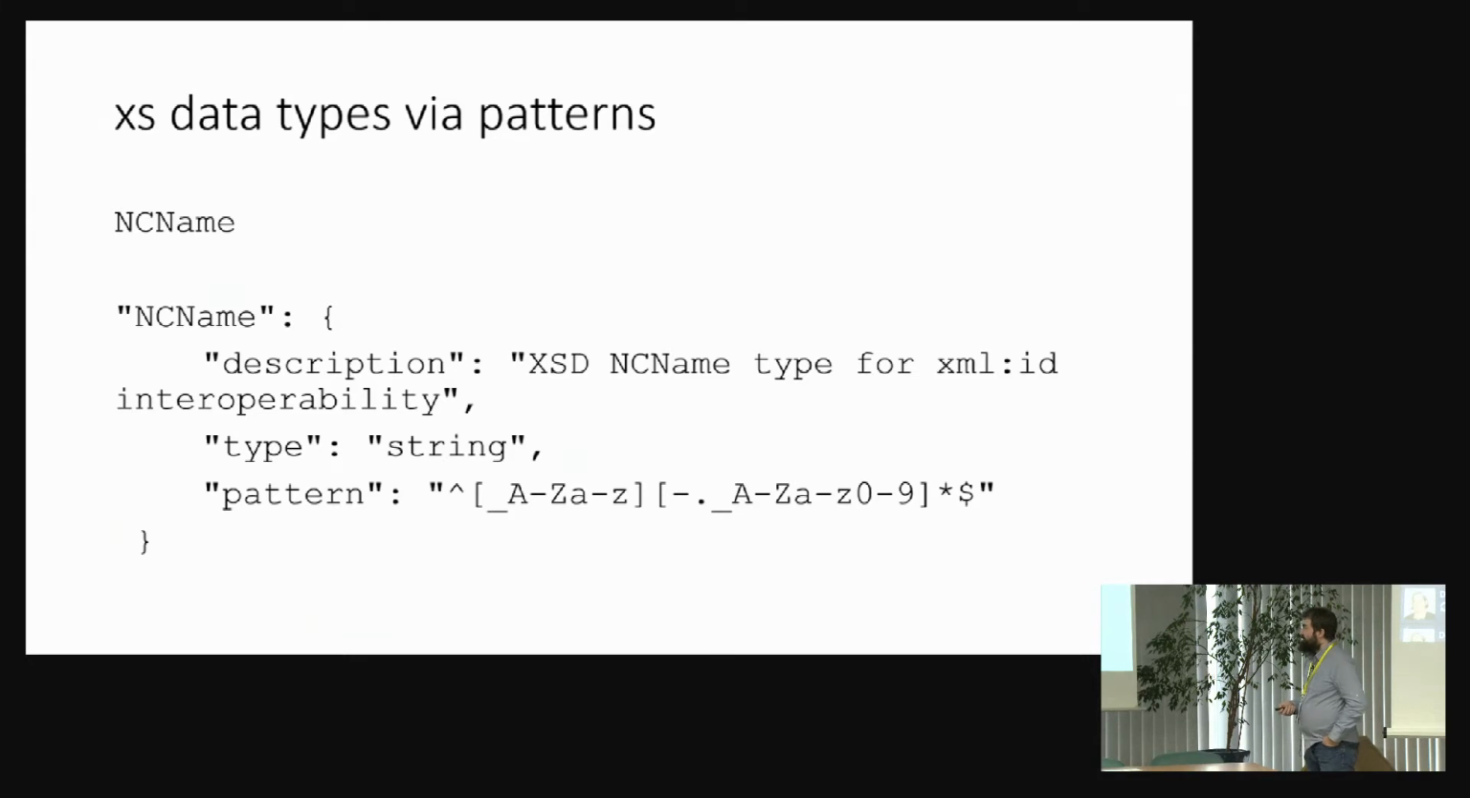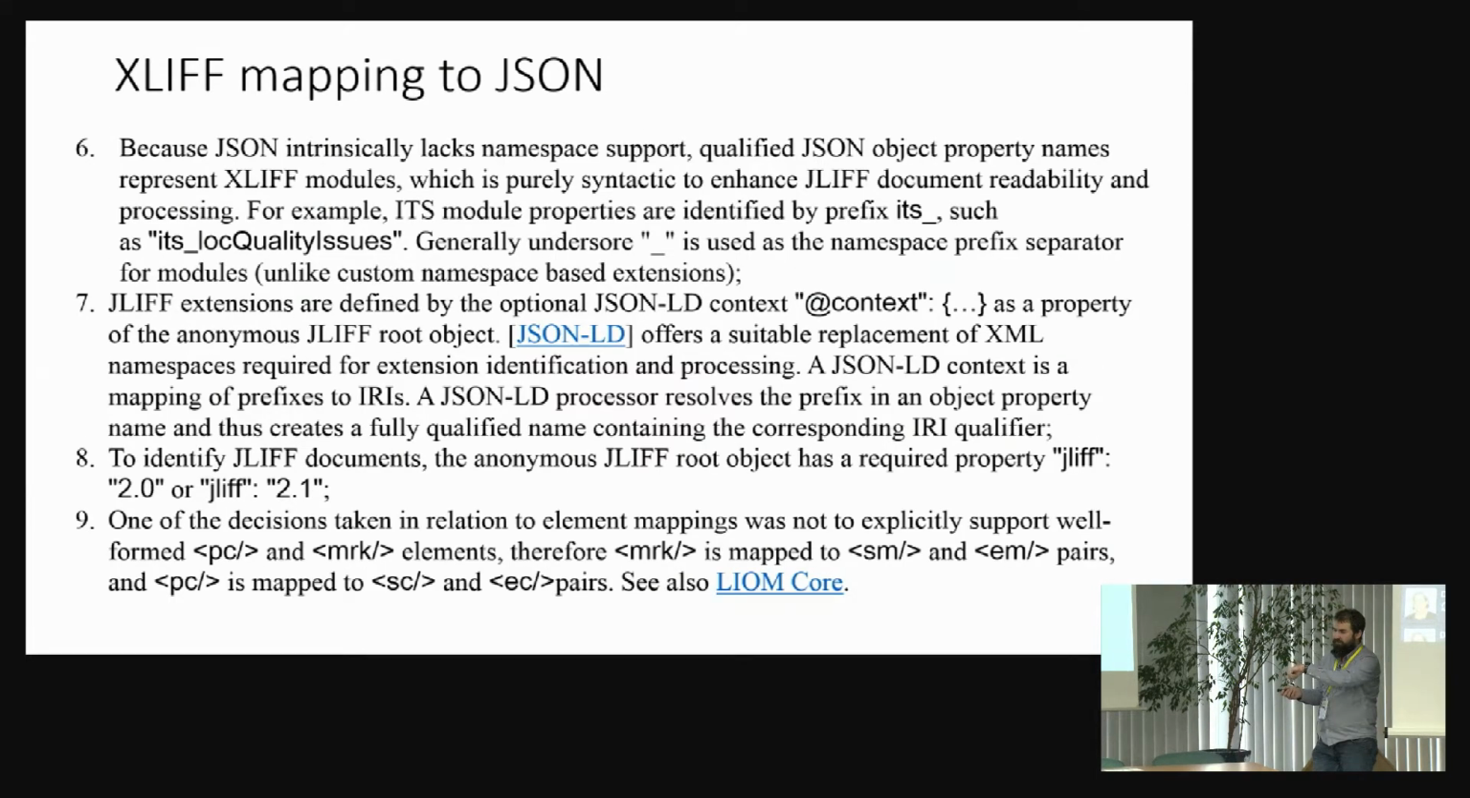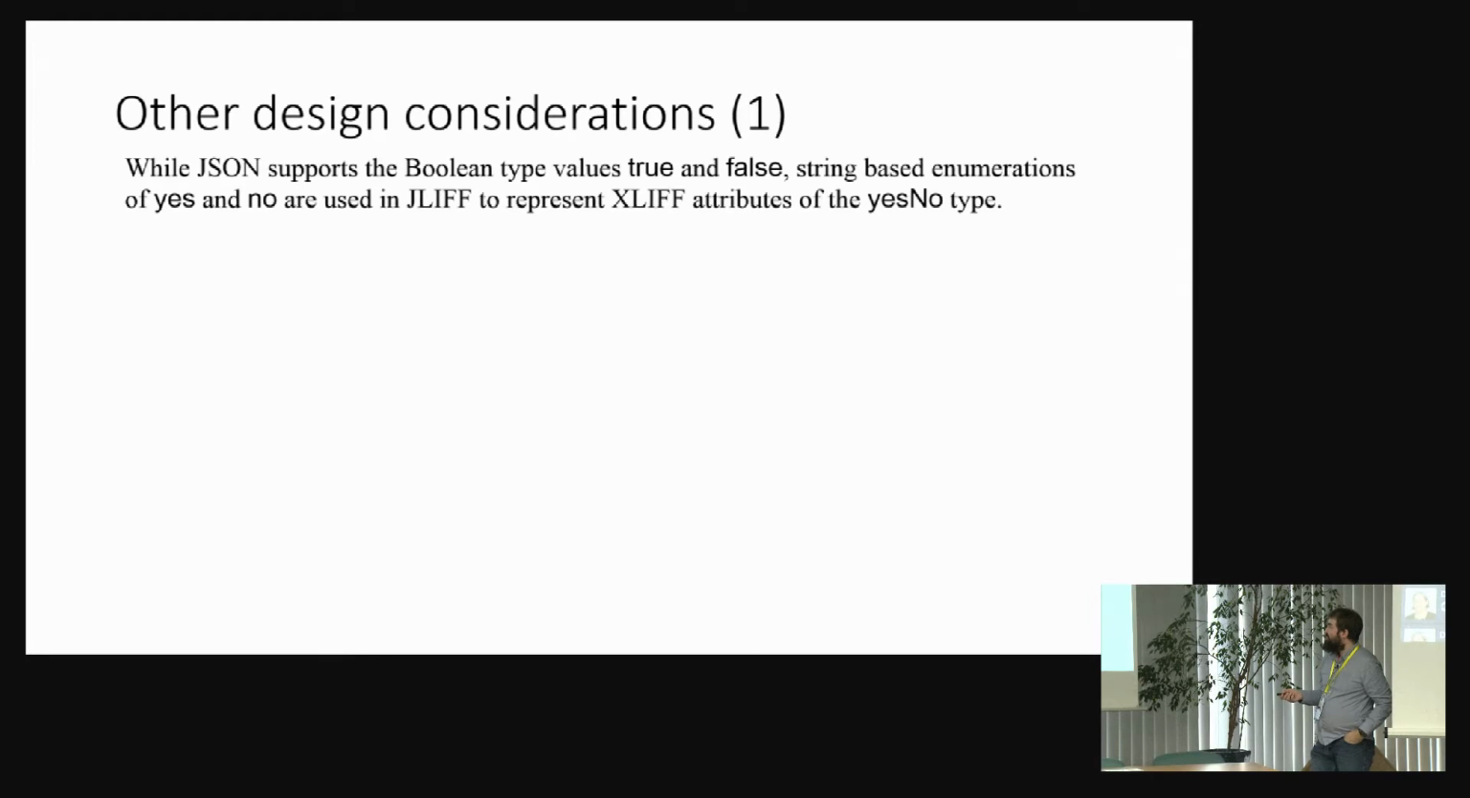Another thing we're doing in this schema is that JSON has less rich data structures, so for interoperability between the formats we need things like NCName and NMTOKEN. This is done through restricting strings by patterns or enumerations. I don't have much time.